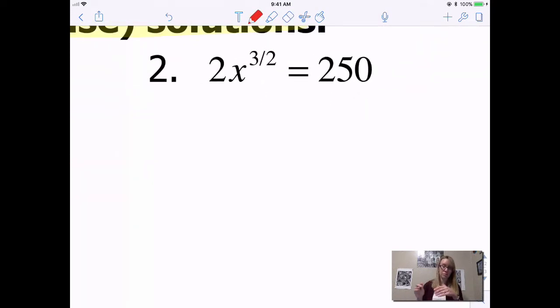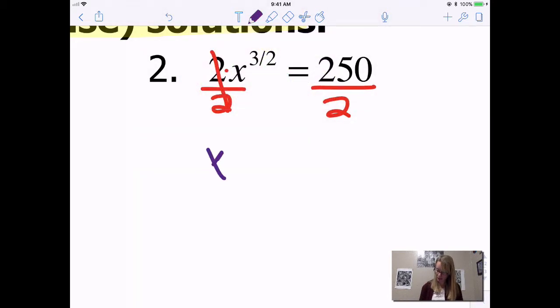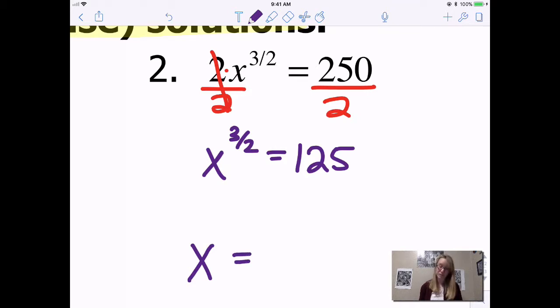Number 2, again, PEMDAS backwards. There's nothing to add or subtract, but there is something to multiply or divide. 2 is currently multiplied, so I'll divide by 2 on both sides. I get x to the 3 halves is equal to 125. Now, this one's a little different than the last one, but our goal is to have just x equals something, right? X equals something is the same as x to the first.